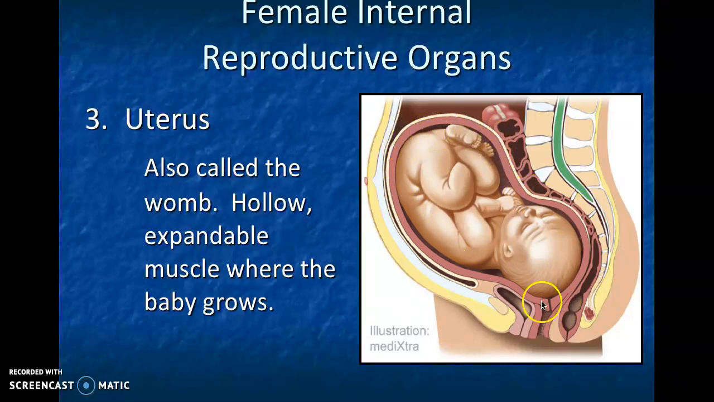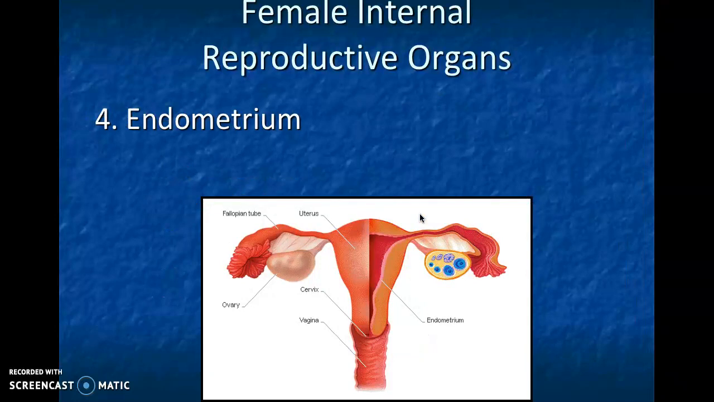It's a muscle because it has to expand. I don't know if you can imagine, if it wasn't a muscle, it would be very painful. Pregnancy isn't super amazing or pleasant to a lot of women as it is, so if this wasn't a muscle, it would make it even worse. So it expands so that the baby can grow. Here's the cervix, okay? That's what has to open for the baby to come out, and then there's the vagina. So the uterus is the womb, hollow expandable muscle where the baby grows.